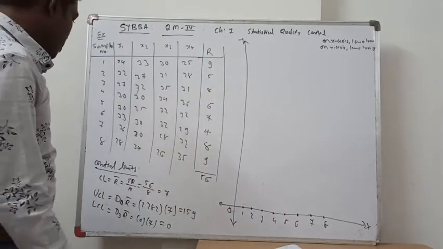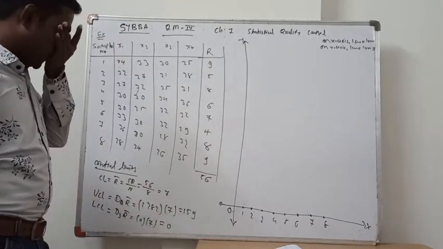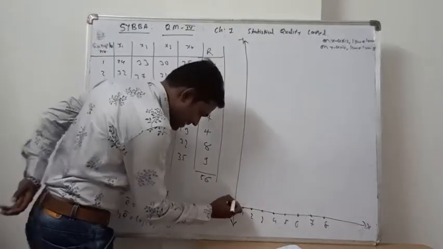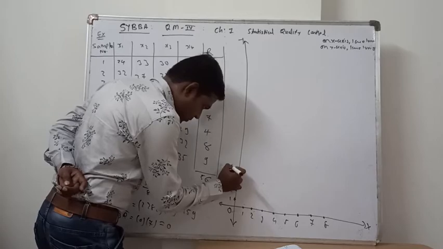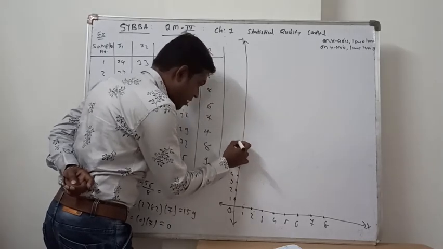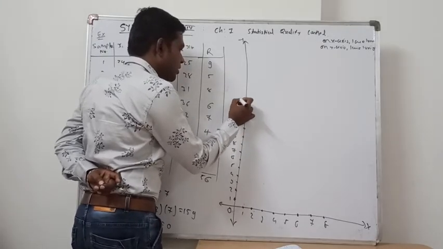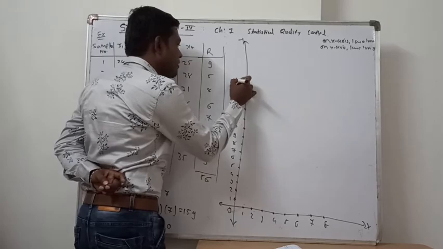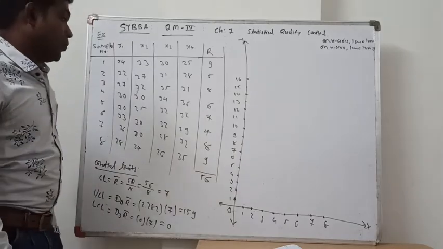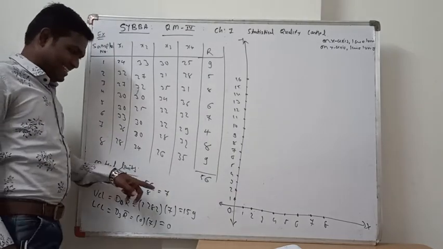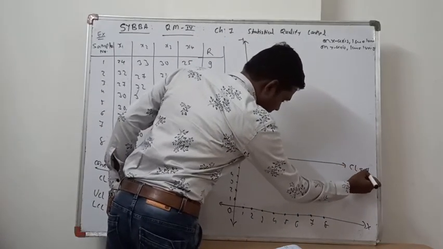On the y-axis the minimum value is 0 and the maximum value is 15.9, which means we have to go up to 16. So 1, 2, 3, 4, 5, 6, 7, 8, 9, 10, 11, 12, 13, 14, 15 and 16. You have to take 1 centimeter equals 1. Now first we draw the central line, that is 7. So 7 is here. From 7 you draw the central line, that is equal to 7.